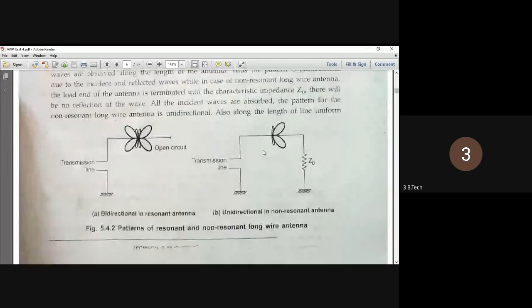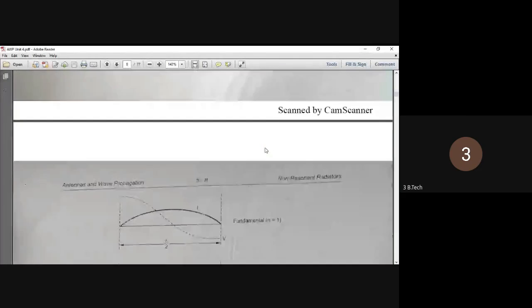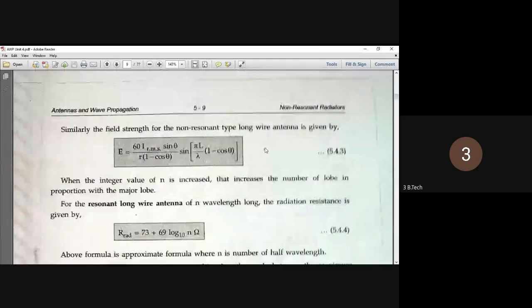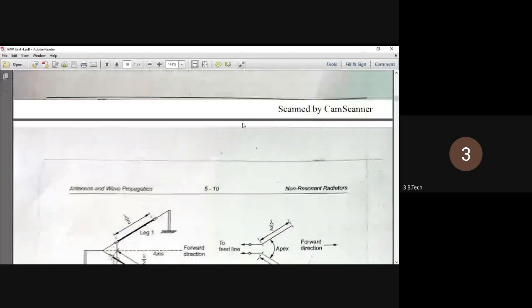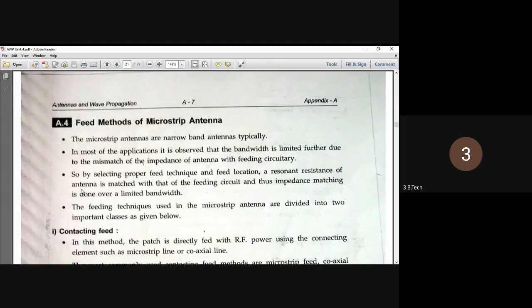మనకి ఎడ్జెస్ దగ్గర రేడియేషన్ ఎక్కువగా వస్తుంది మైక్రోస్ట్రిప్ ప్యాచ్ యాంటెన్నాకి సెంటర్ కన్నా. సో ఇక్కడ 4 ఫీడ్ మెథడ్స్. ఇక్కడ ద మైక్రోస్ట్రిప్ యాంటెన్నాస్ ఆర్ నారో బ్యాండ్ యాంటెన్నాస్ టిపికల్లీ, రైట్? నారో బ్యాండ్ వాడుతున్నాం ఇక్కడ. మనం ఇక్కడ ఫ్రీక్వెన్సీస్ అన్ని కూడా 6 GHz, 4, 5 అలా ఇచ్చుకోవచ్చు మైక్రోస్ట్రిప్ ప్యాచ్ యాంటెన్నాకి.